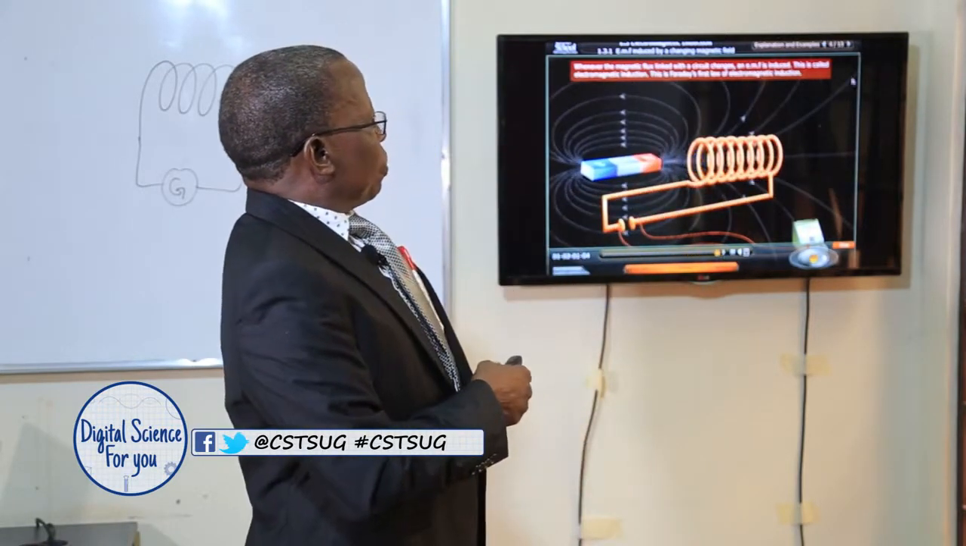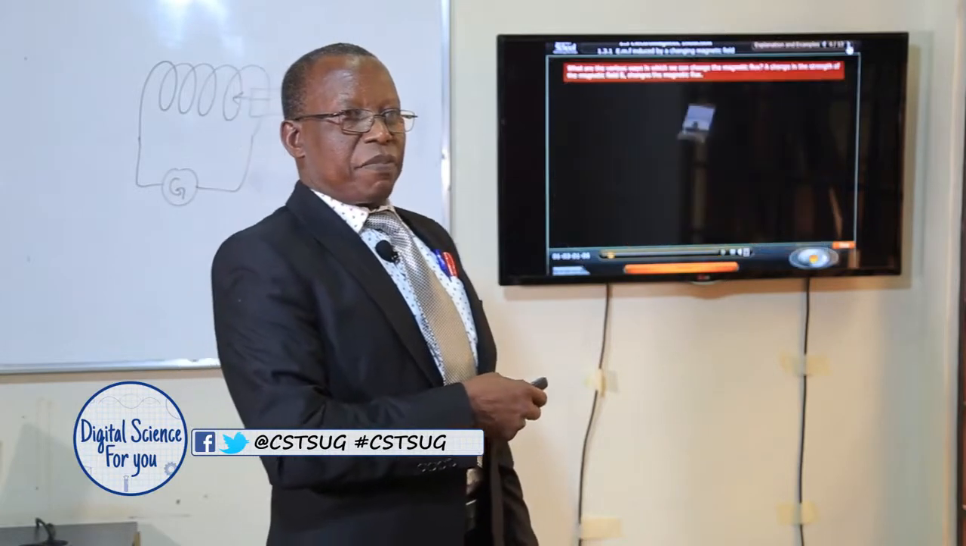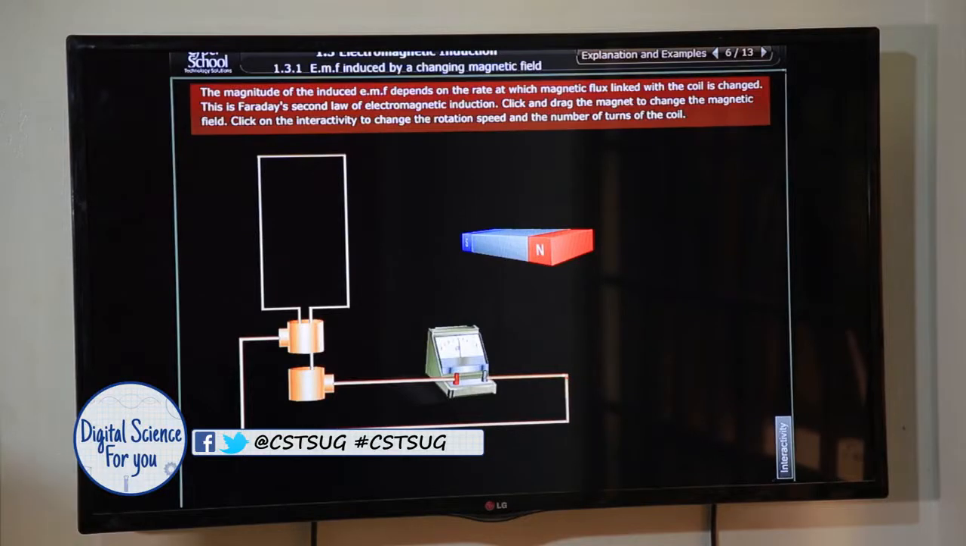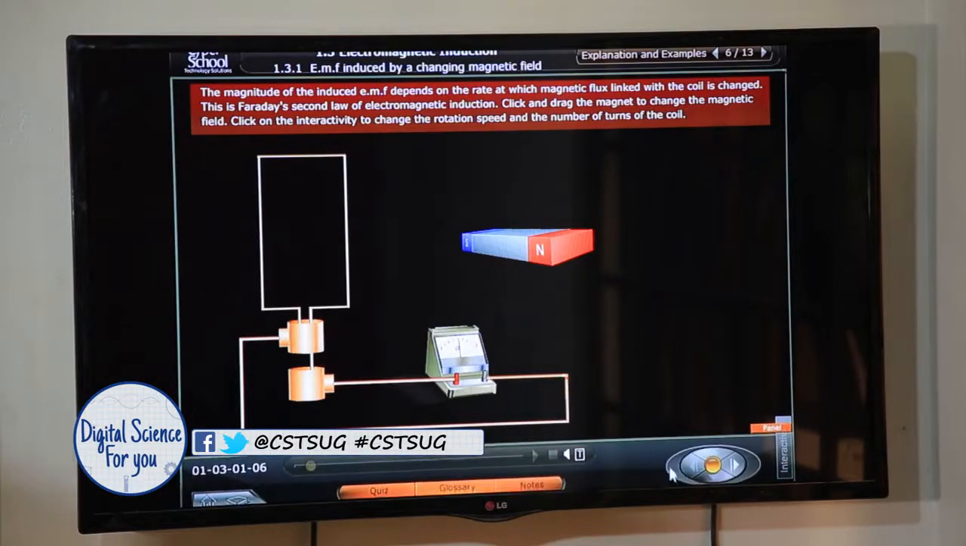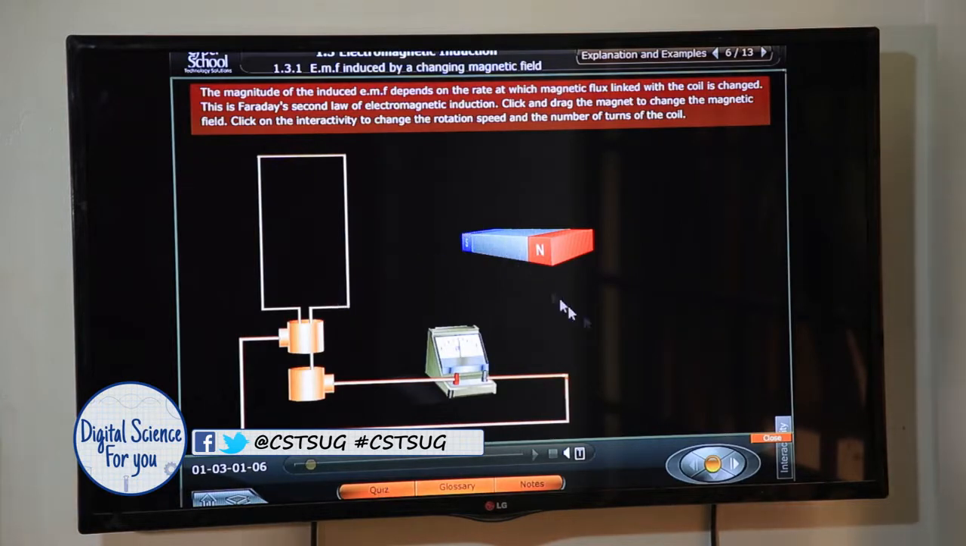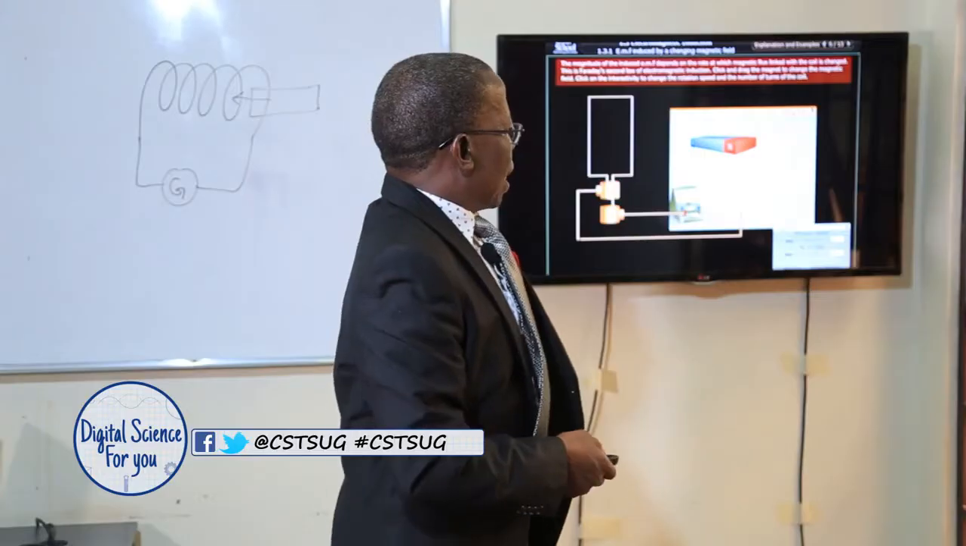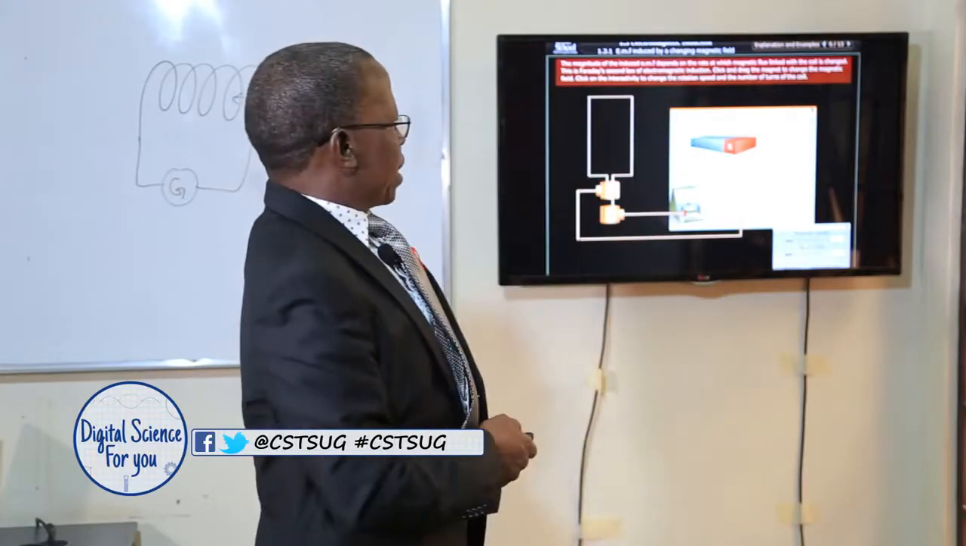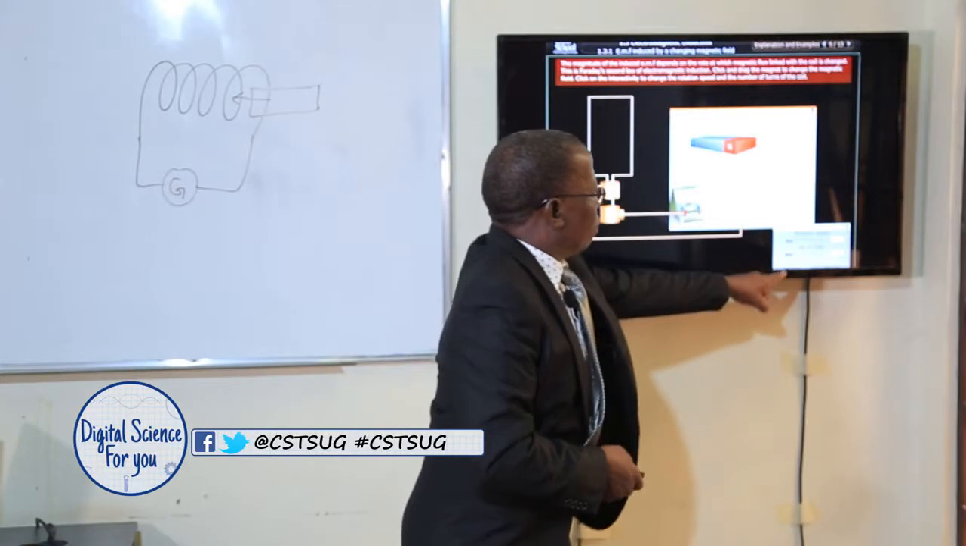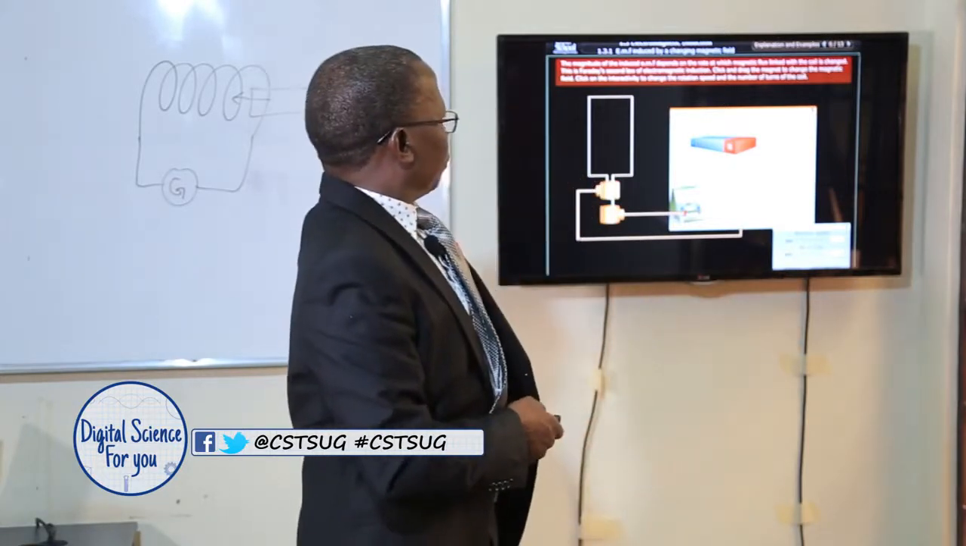We move to the next frame, 613. Now, in 613, we have a magnet and then a circuit in which we want to observe our induced EMF. We shall click on interactivity and then click on rotate.